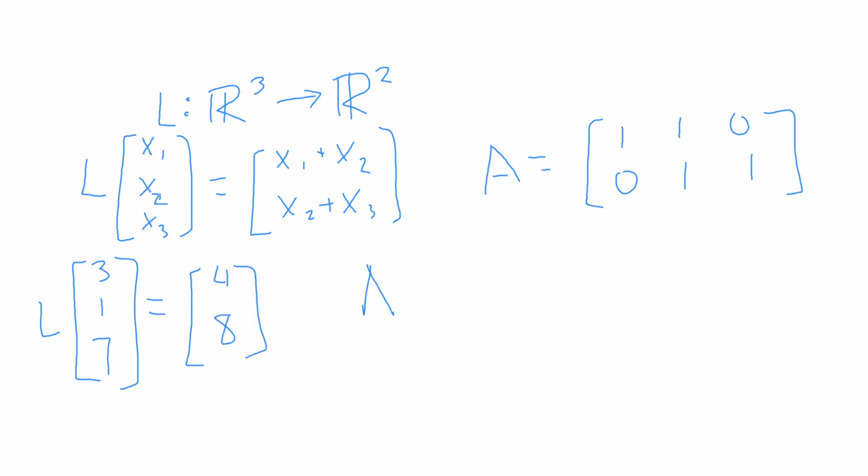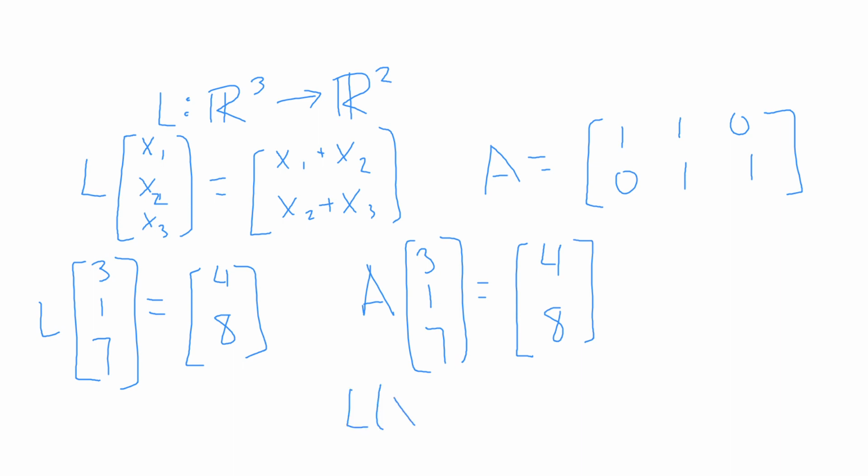When we multiply A by the vector 3, 1, 7, we get 1 times 3 plus 1 times 1 plus 0 times 7 is 4. 0 times 3 plus 1 times 1 plus 1 times 7 is 8. So we see that the linear transformation of x equals Ax.